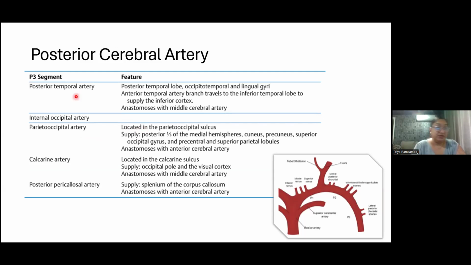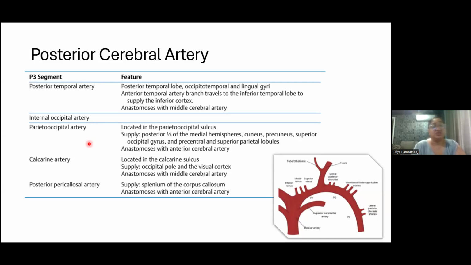P3: posterior temporal arteries, parieto-occipital arteries, calcarine, posterior pericallosal arteries, all things that we've said in terms of what they supply, the posterior temporal lobe, as you saw from the diagrams coming down. In fact, the posterior temporal artery, importantly, anastomoses with the middle cerebral artery as well. The parieto-occipital artery anastomoses with the anterior cerebral artery.